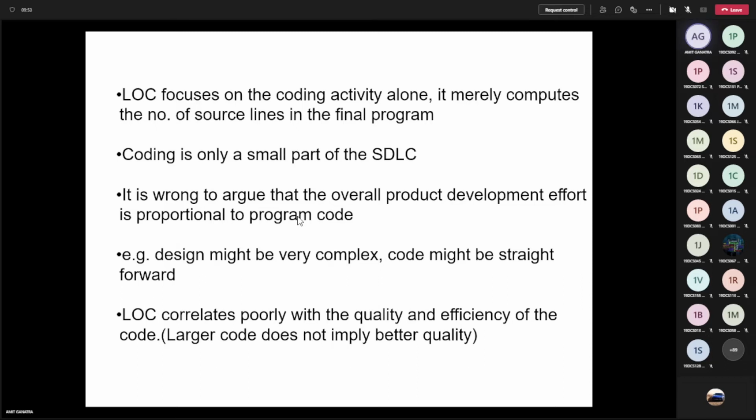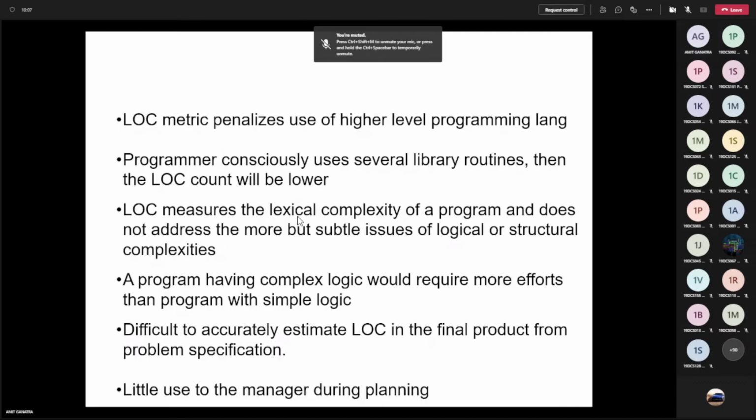Okay. So LOC correlates poorly with quality and efficiency. Here we are not talking about the quality of code. Here we are not talking about the efficiency or time complexity of the code which we have produced. So these all are the shortcomings or disadvantages of the LOC metric.